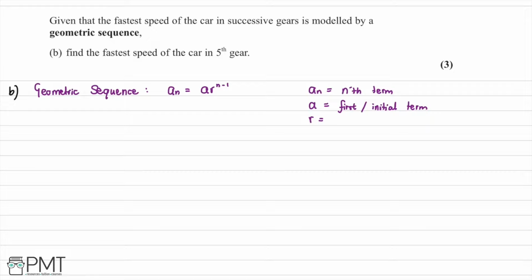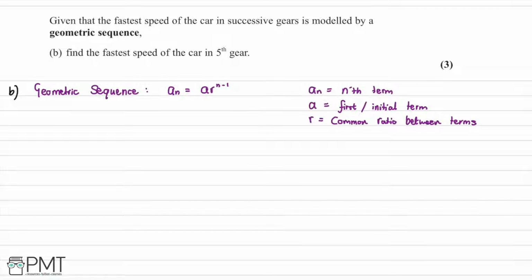So we know this is going to have a similar technique to part A of this question, but we're going to be using geometric sequences. The formula for geometric sequences is that the nth term is equal to a multiplied by r to the power of n minus 1. As with the arithmetic sequence, an is the nth term, and a is the first or initial term, but this time we have r instead of d. So what is r? Rather than being the difference, it's the common ratio between terms.